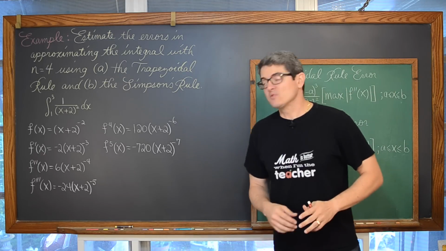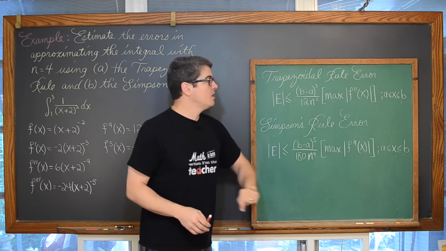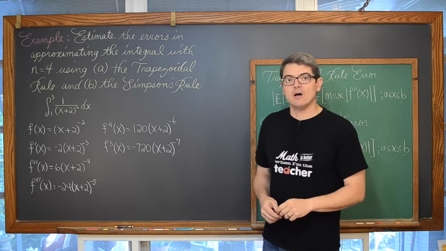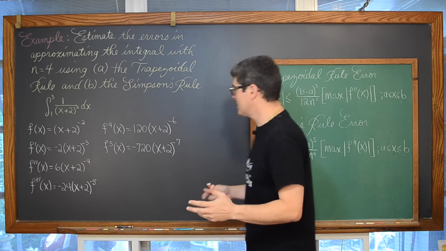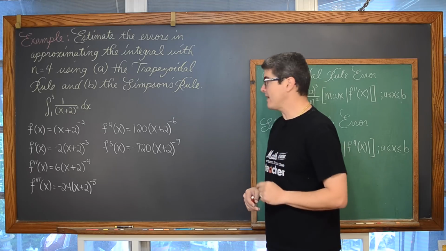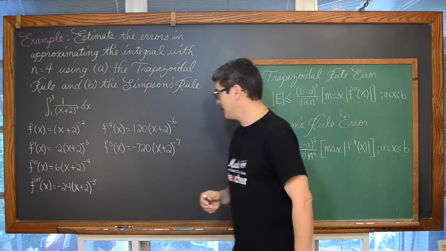So we have our 5 derivatives laid out. Now we're going to be looking again for the trapezoidal rule, the maximum of the absolute value of f double prime of x, which means that I'm going to be taking a look at the third derivative and looking for critical values that are on that closed interval from 1 to 3.